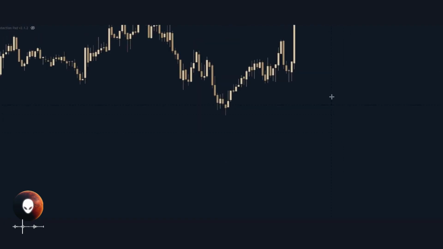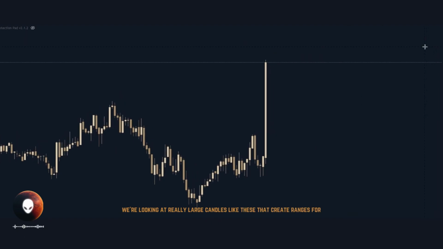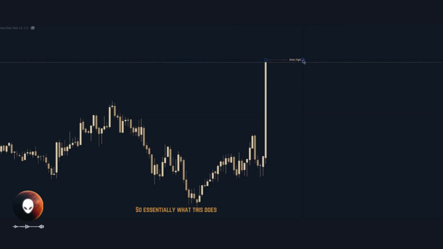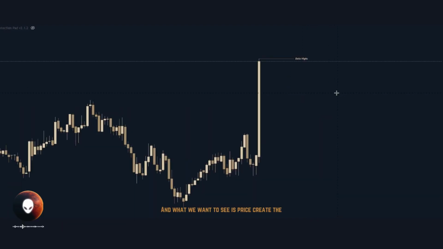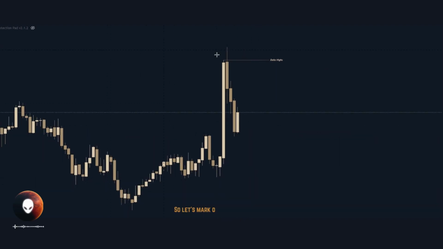So in the second example here, we're going to be looking at data highs and lows, and we're going to be looking at FVGs. So in this example, we're looking at really large candles like these that create ranges for us. These type of candles are made by news, typically CPI and NFP, which release at 8:30 a.m. So essentially what this does is create a range for us to work with. And what we want to see is price create the range and then rebalance the range using PD arrays at the equilibrium point. So let's mark out the half point of this range.